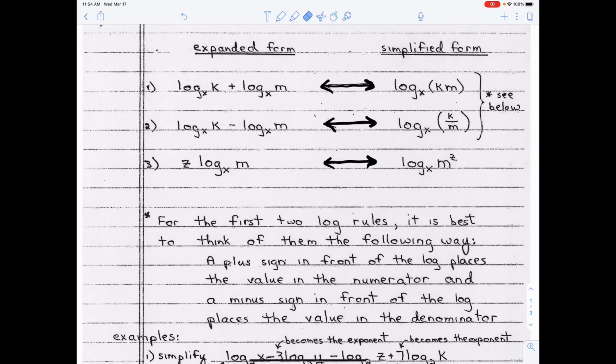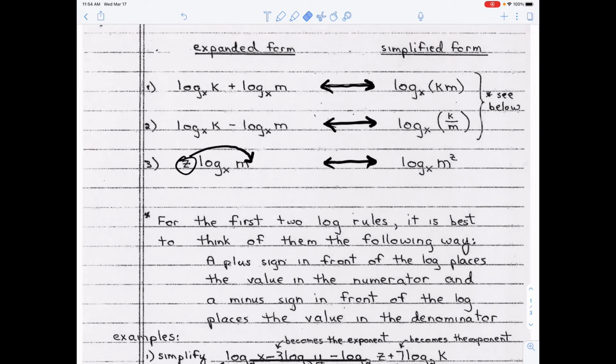Now, what's the third log rule? Third log rule basically allows you to do this. Take a number that's in front of the log and put it up in the exponent. That's to simplify it. Okay? To expand it, you take the number in the exponent, which you're not going to have to do very much, and put it in the front of the log. So I'm going to kind of ignore that one for now, but eventually we'll take a look at it.